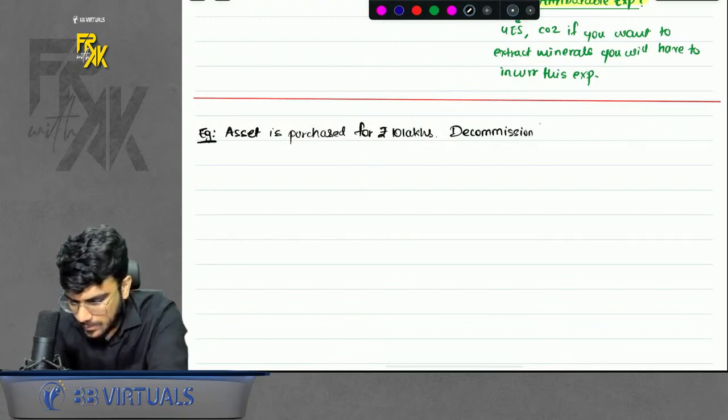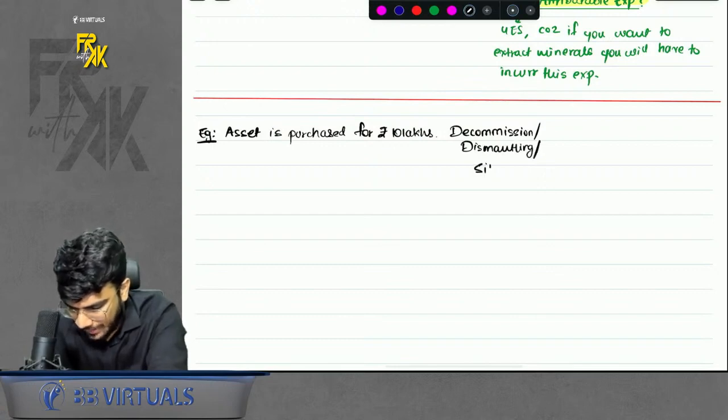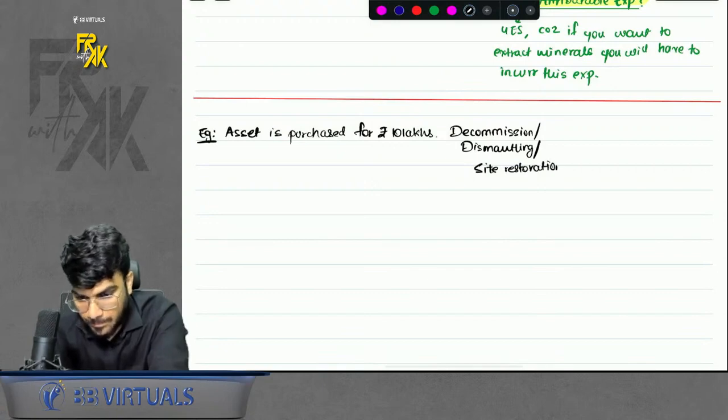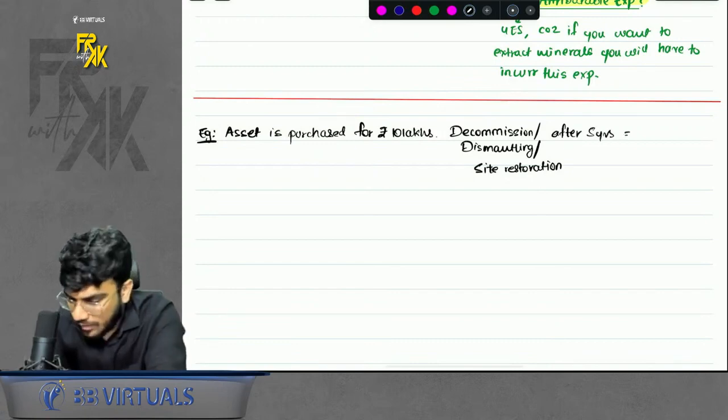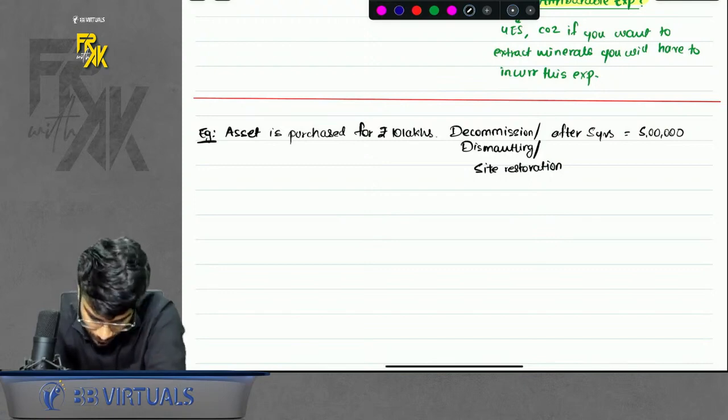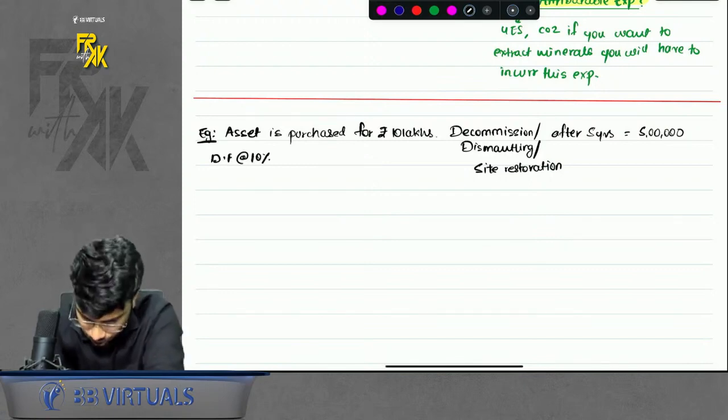Decommissioning, or you can say dismantling, or site restoration, all mean the same thing. The cost to be incurred after 5 years is, let's say, 5 lakhs. The discounting factor is, let's say, at the rate of 10%.